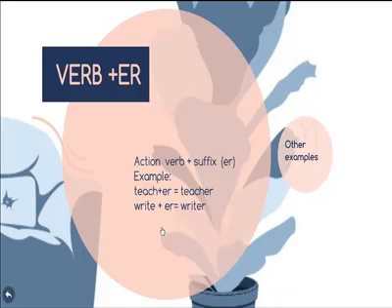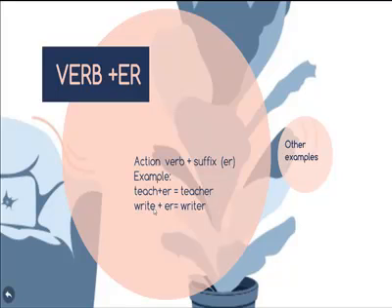Verbs into profession. We can use the verb plus the er ending, or we can say that we can add the er ending, that is called the suffix, to an action verb to get the profession or job. Let's check some examples. From the verb teach, that means enseñar, we add the er ending, the suffix, and we get the word teacher, that means profesor.